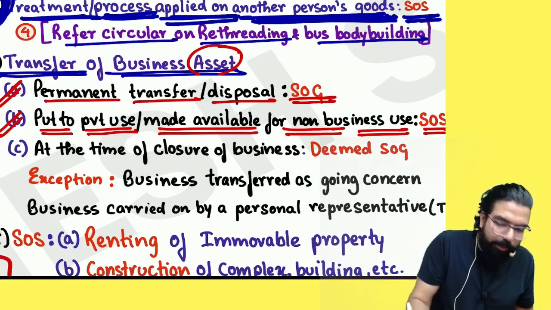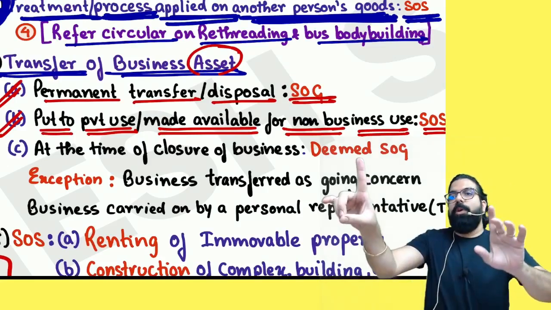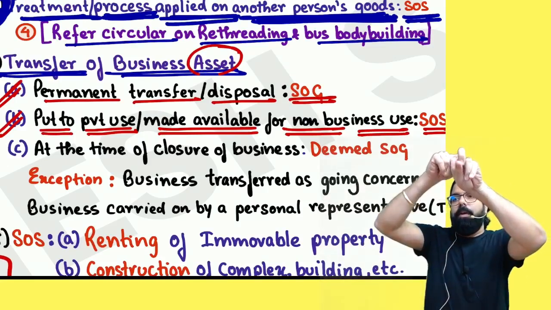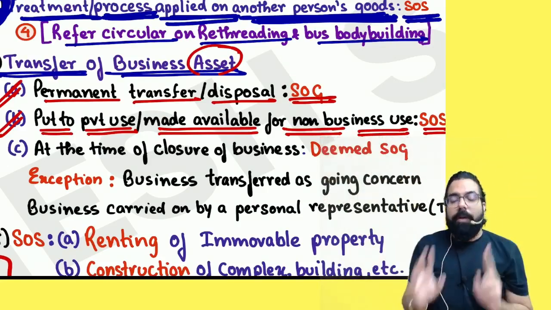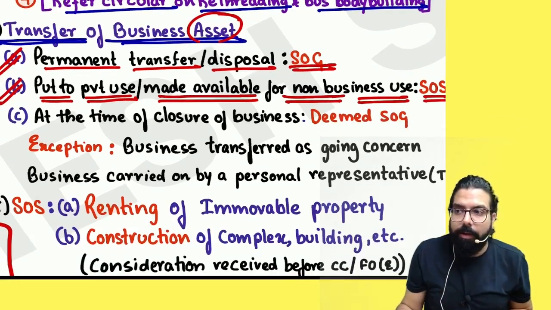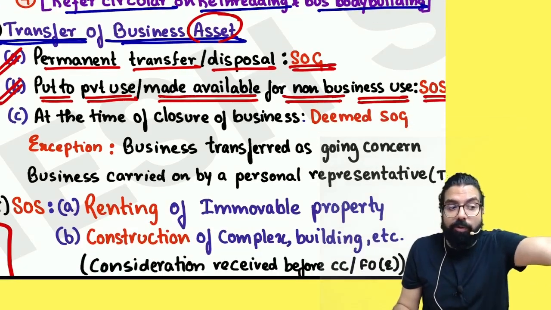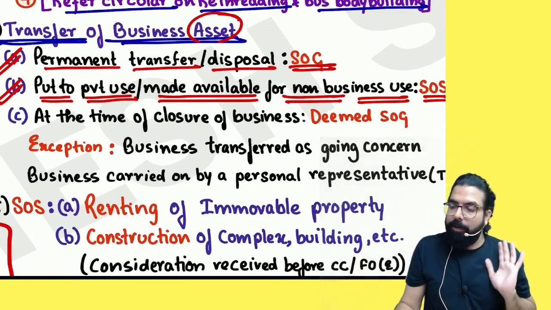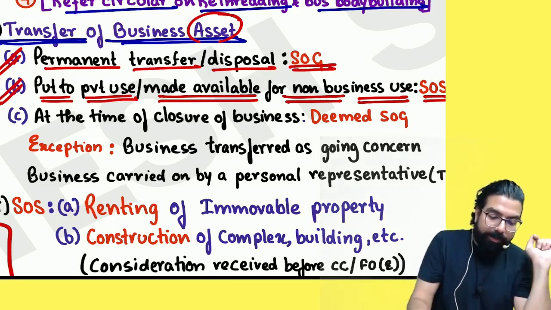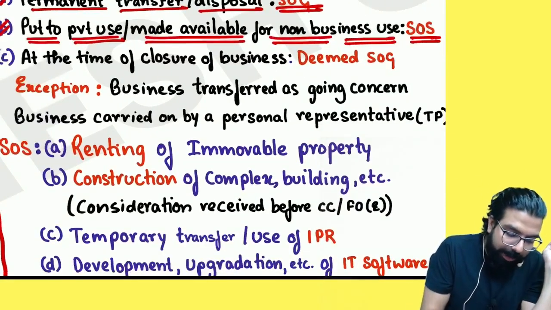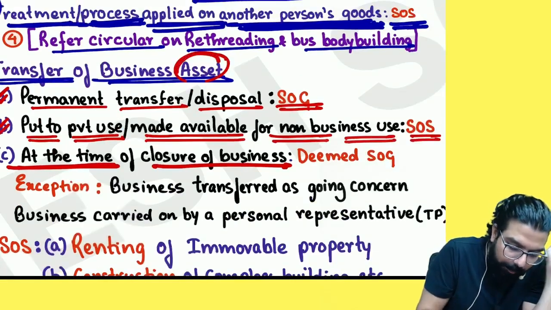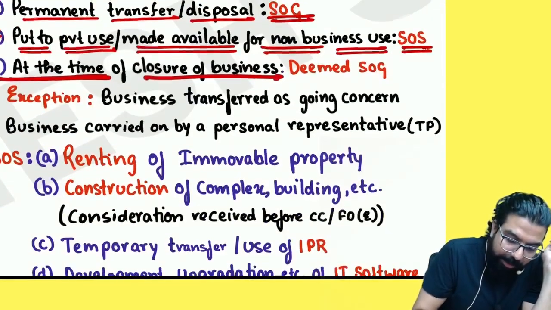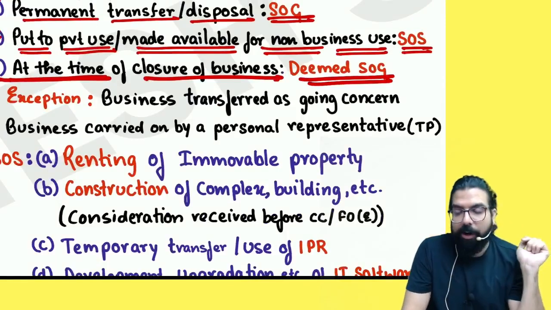First one is clear. Second one is clear. First one was what? Permanent transfer of business asset. Supply of goods or supply of service? Temporary transfer. If I give my business asset temporarily to someone, supply of goods or supply of service? Supply of service. Is my point clear? Now, listen. Government has told, Ramesh, if at the time of closure, you take all the business assets home, it will be deemed as supply of goods. Sir, did not understand. Listen.